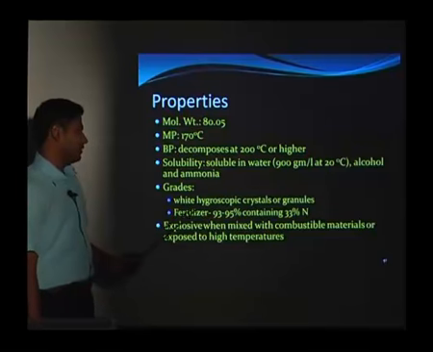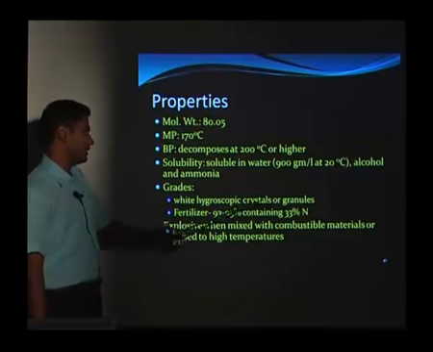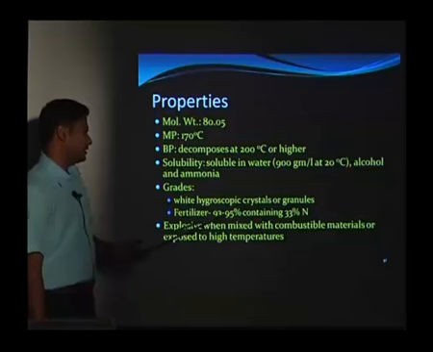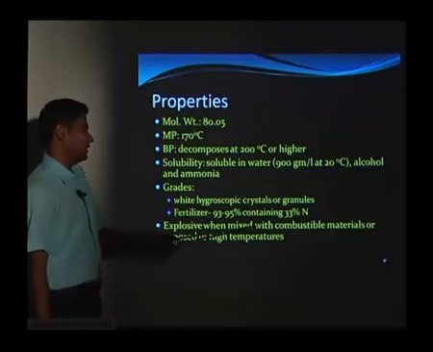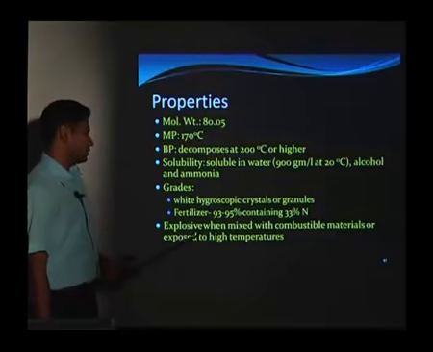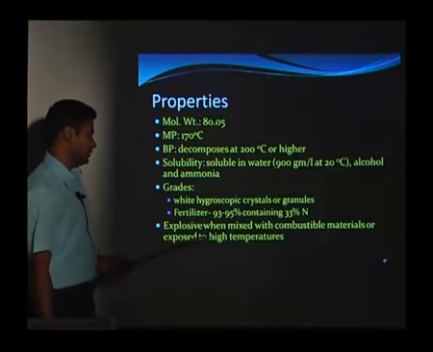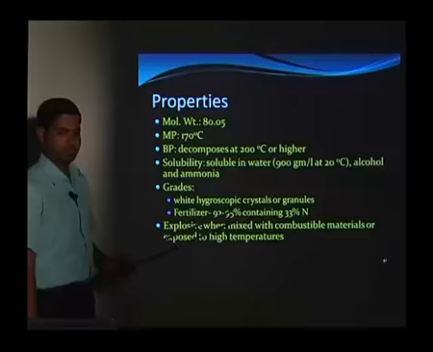We can have white hygroscopic crystals or granules, and as fertilizer it is 93 to 95% pure, containing 33% nitrogen. Mainly it is used in explosives when mixed with combustible materials or exposed to a high temperature. So ammonium nitrate is mainly a part of the explosive and the fertilizer industry.